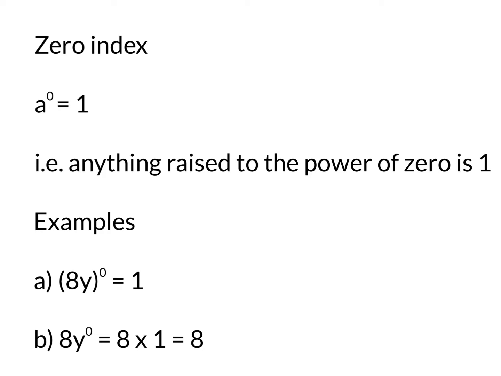So in our two examples, in the first one, that entire bracket is raised to the 0. So that's equal to 1. In the second example, only the y is to the 0, so only the y part becomes 1. So we get 8 times 1, which is 8.